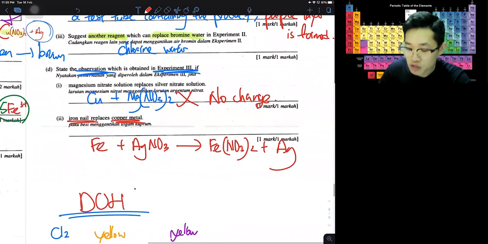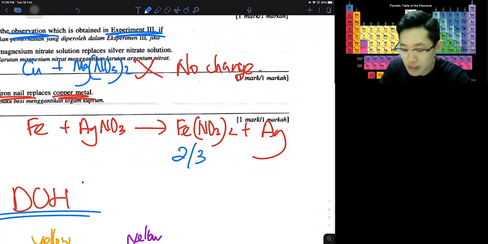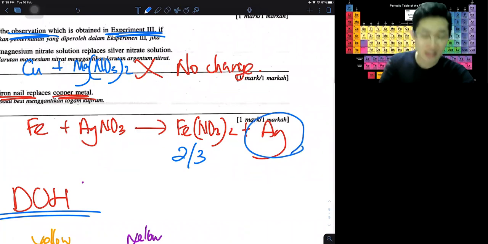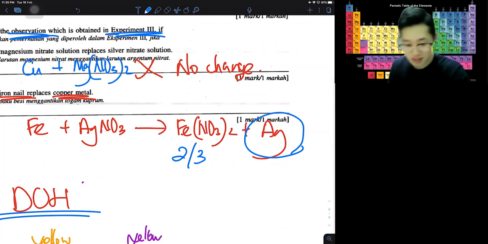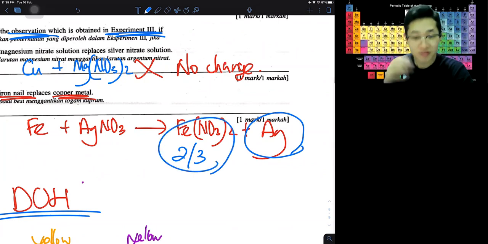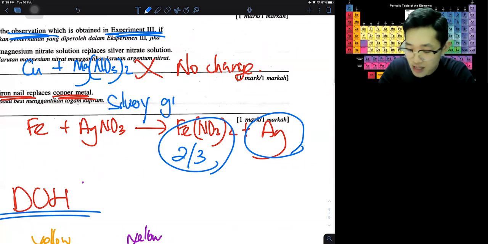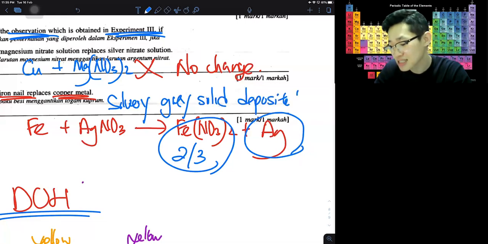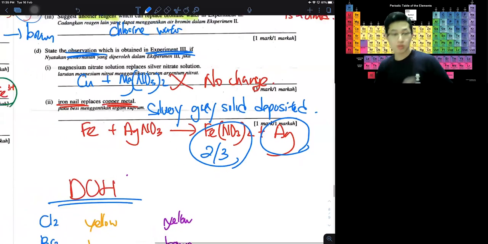Because I know most of the students will be unsure whether to use 2 or 3, you don't mention the color of the solution. You just tell the solid deposited. You can also make a turn to avoid writing green or brown. So just silvery gray solid deposited, also can.